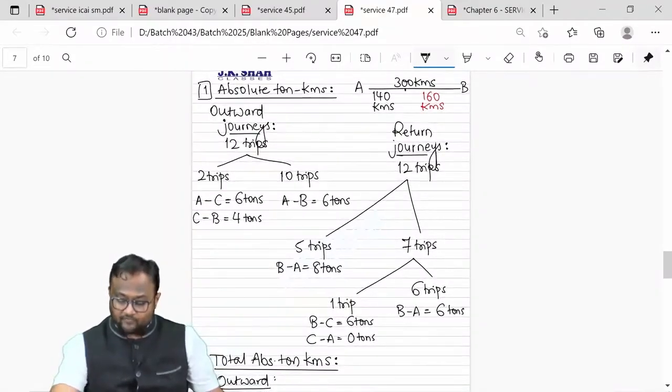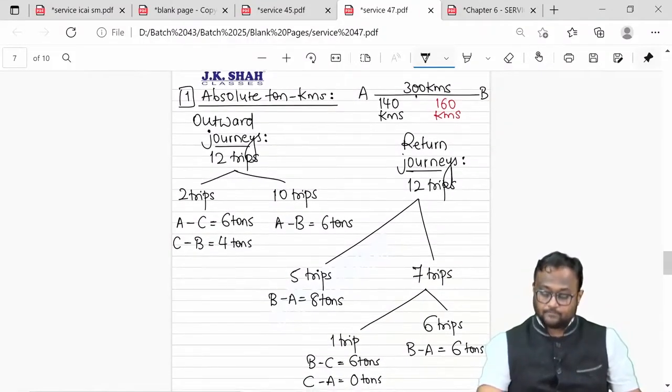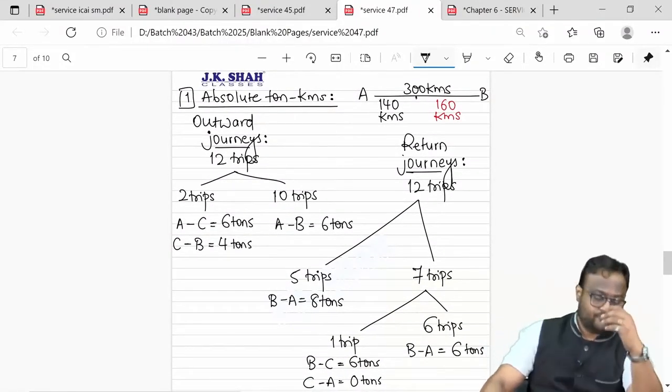You can copy this chart if you want. This is a basic explanation of the whole paragraph that is being given in the question. Pause this video and copy this chart if you want.